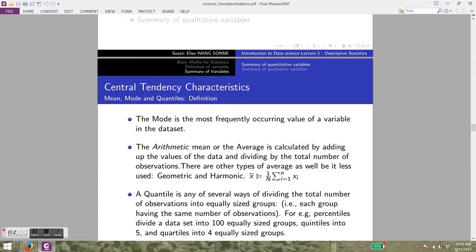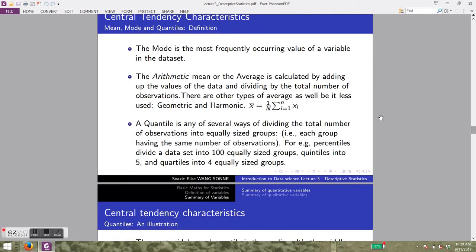You also have quantiles. A quantile is any of several ways of dividing the total number of observations into equally sized groups. It means each group has the same number of observations. For instance, you have the percentile, which divides the data into 100 equally sized groups. You also have the quintile, which divides the data into 5 equally sized groups, and the quartile, which divides the data into 4 equally sized groups.